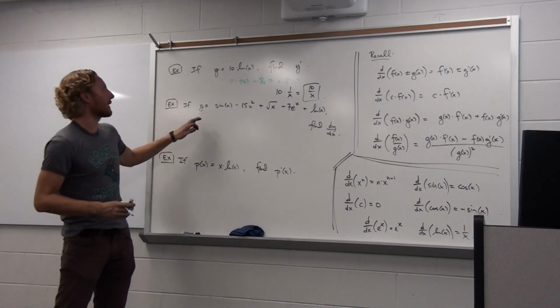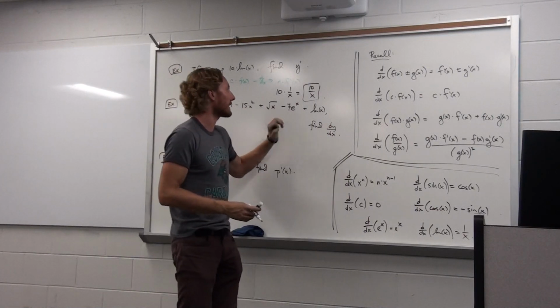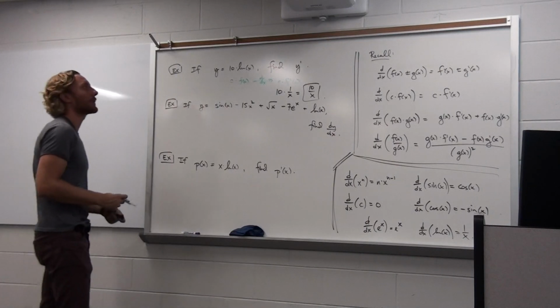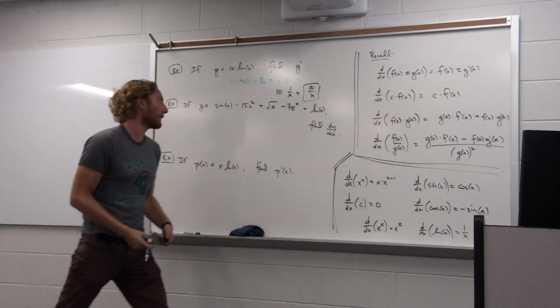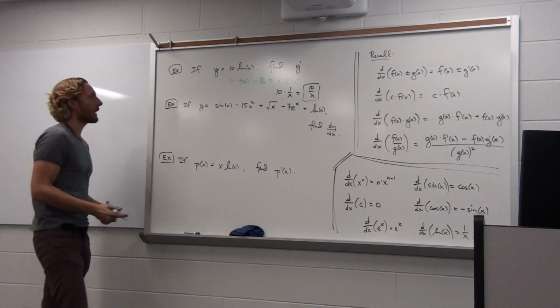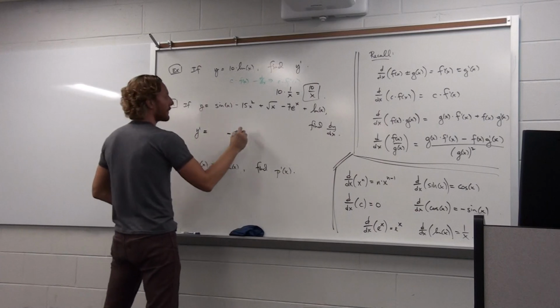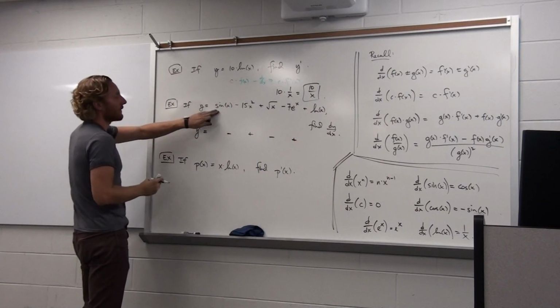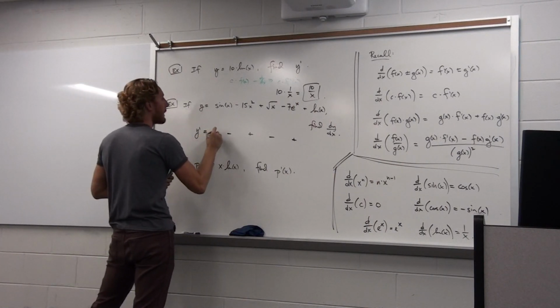What about this next guy? Y is sine x minus 15x squared plus square root x minus 7e to the x plus ln x. It's a bunch of things being added together, but no sweat, because when things are being added together, we just take the derivative of each piece, keeping track of the plus or minus sign. So our y prime, we're going to have a minus sign between the first two terms, then a plus sign, then a minus sign, then a plus sign. What's the derivative of sine x? The derivative of sine x is cosine x.